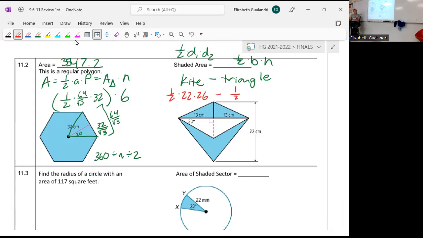Minus your triangle, 1/2 times the base of that triangle is going to be that 26 across at the top there, times the height of that triangle. Since we have another 30-60-90, that 13 is the long side. This is going to be 13 divided by root 3. So that's your height. So 13 over root 3 is what I would do there. I've got it all in my calculator, let it figure it out for me. I get 188.4.